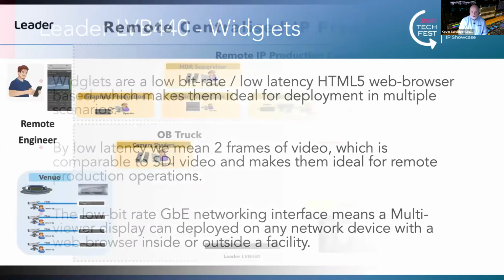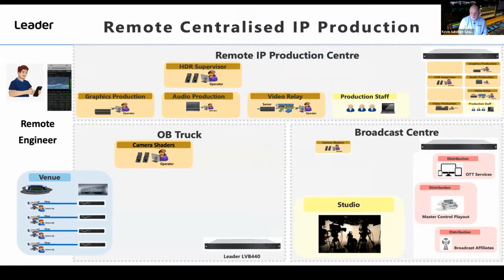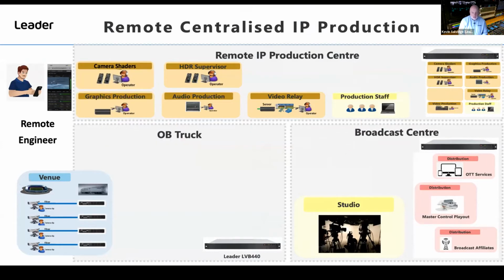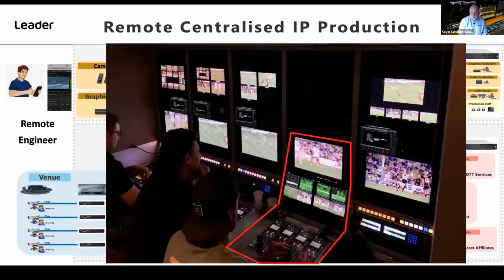So if we take a look here, back at our OB truck with its remote IP production center. And this allows us to move the camera shaders out of the truck. And this has actually been done. Here we have an image where the camera shader is monitoring 4 camera channels, and he's viewing them using the widget displays, where he's got a picture and waveform. He still has his reference monitor for viewing, but you can see the space that has now saved. There's no waveform monitor display. There's no multi-viewer display.